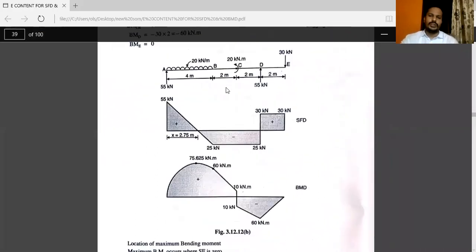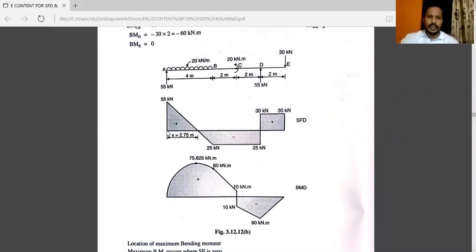You have to draw the shear force diagram and bending moment diagram. You can see here at point A, 0 and 55, at point B, that is minus 25, at point C, just to the left, just to the right, that is minus 25, at point D, that is minus 25 and plus 30, at point E, that is 30 and 0. See, below the UDL, there will be an inclined line. In between B to D, there is no force, so the line will be straight. In between D to E, there is no force, so the line will be straight.